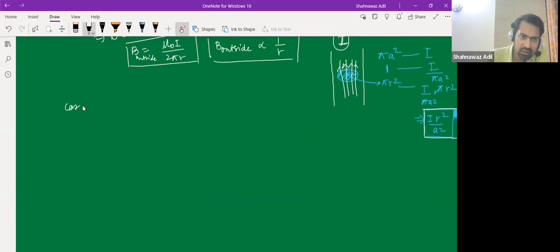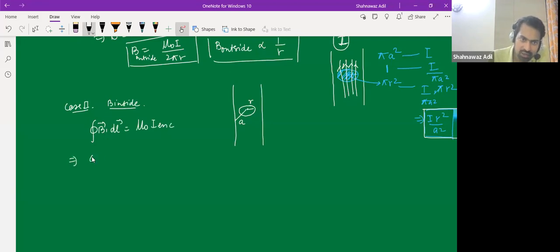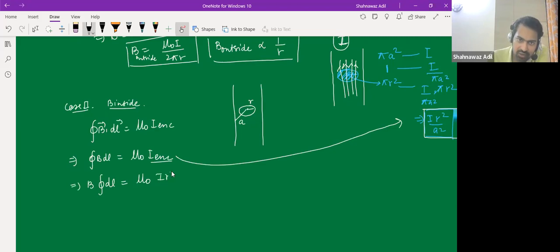So the second case is B inside. We have this thick wire and we are taking the Amperian loop in here at this r distance, and this radius is a. So for B inside, again using Ampere's circuital law, this is mu naught I enclosed. Both are parallel, so B dl equals mu I enclosed, and B is taken outside dl. I enclosed we have calculated, so this is I r square by a square. So this is B times 2 pi r.